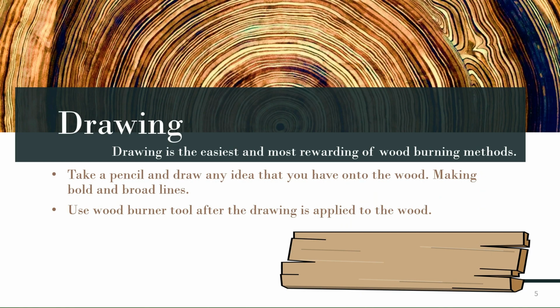Drawn. Drawn is the easiest and most rewarding of wood burning methods. Take a pencil and draw any idea that you have onto the wood, making bold and broad lines. Use the wood burner tool after the drawn is applied to the wood. Once you are satisfied with your design, gather your wood kit and move on to the next step.